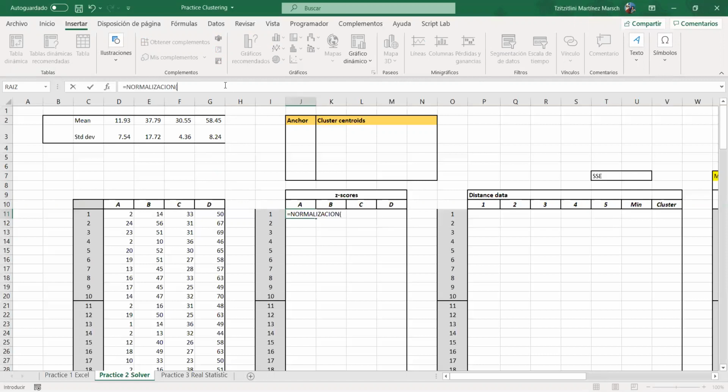And it basically asks for three things. It asks for the number, which is going to be this. It's going to ask for the mean, which is this. And the standard deviation, the same. Make sure to use absolute values, okay? So we have it here, and you can tell.